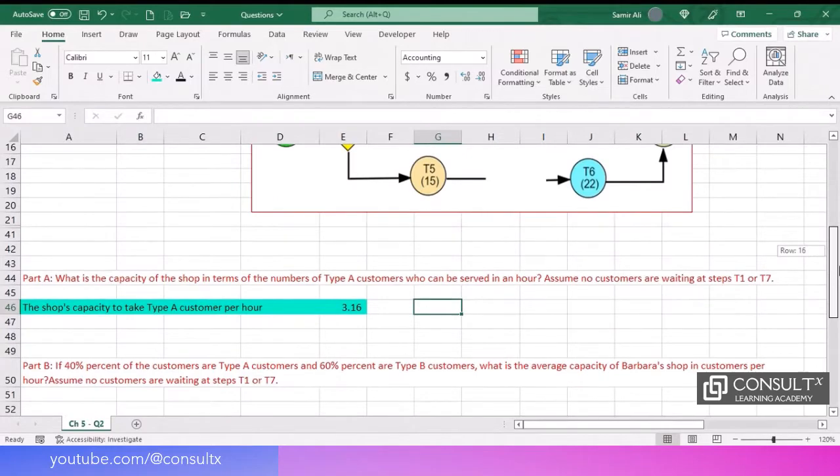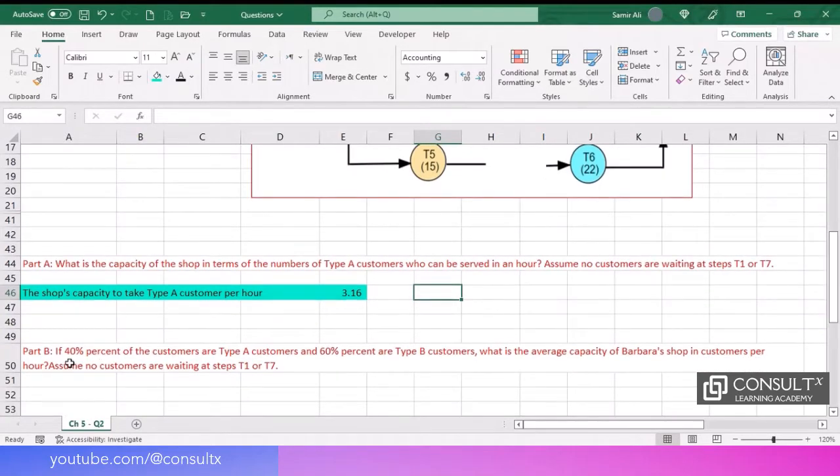Let's go to the next part, part B. If 40% of the customers are type A customers and 60% are type B customers, what is the average capacity of the barbershop in customers per hour? Assume no customers are waiting at steps T1 or T7. Okay, so we need to find out the average capacity, and we need to take both type A and type B and find out what the average is. So the first thing we need to do is to find out the shop's capacity to take type B customers per hour. We've already done that for type A. Let's just write it down over here.